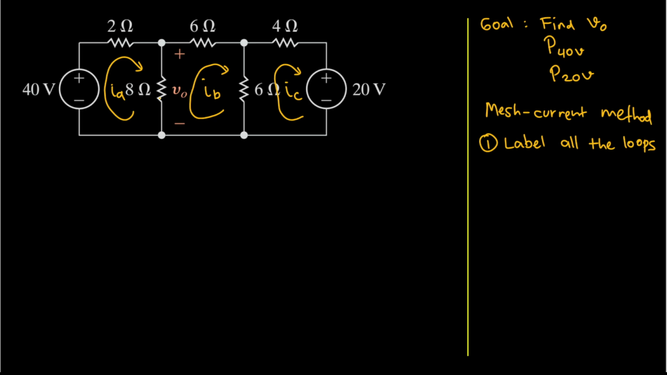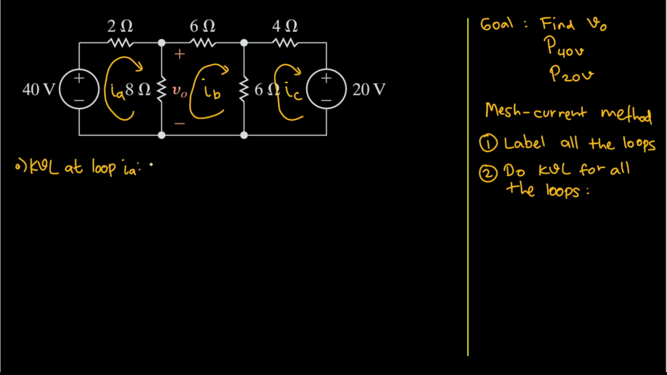And actually, we can get the values of IA, IB, and IC using KVL, which is Kirchhoff's voltage law. So we need to do KVL for all the loops. Okay, let's do exactly that. First, we need to do KVL at loop IA.